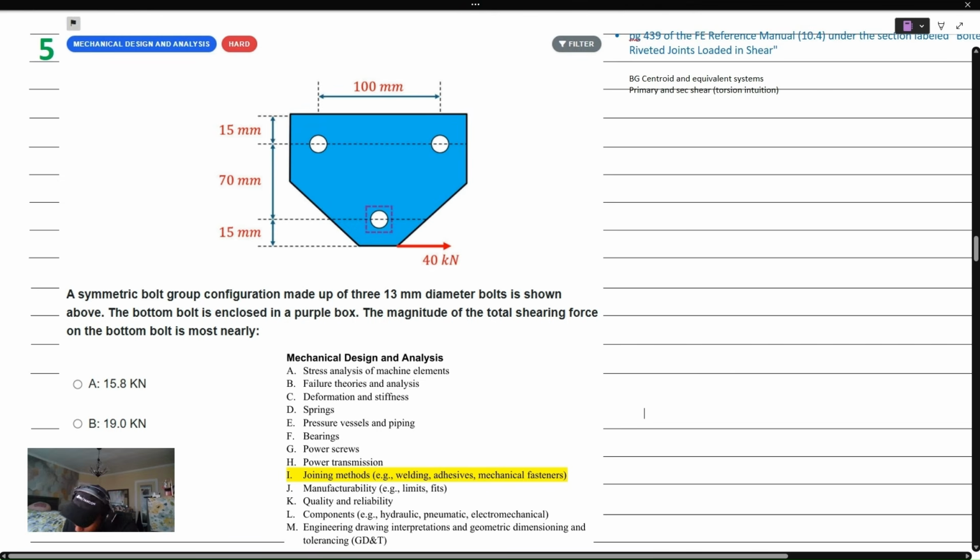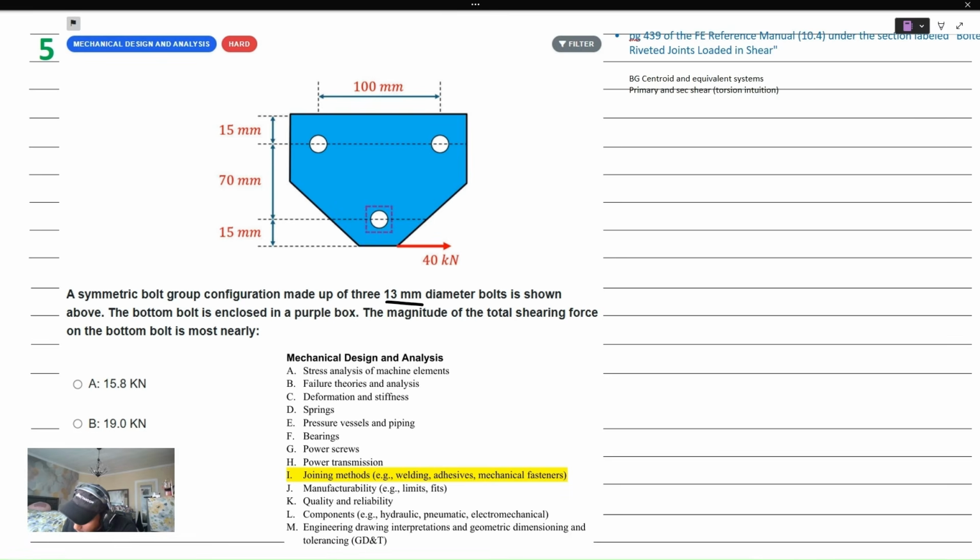In this problem here, we have a symmetric bolt group configuration, and it's made up of three 13 millimeter diameter bolts. So the diameter of those bolts are 13 millimeters, and that's shown above. The bottom bolt is enclosed in a purple box. The magnitude of the total shearing force on the bottom bolt is most nearly. So we're looking for the total force. I'm going to call that F3. So I'm going to label this bolt 1, bolt 2, and this one will be bolt 3. We're looking for the total shearing force on that bottom bolt.